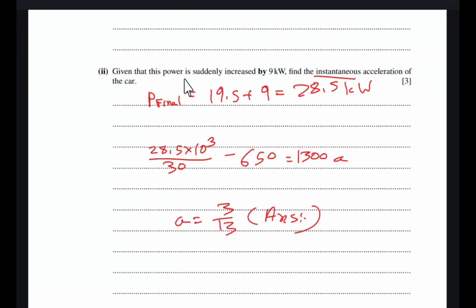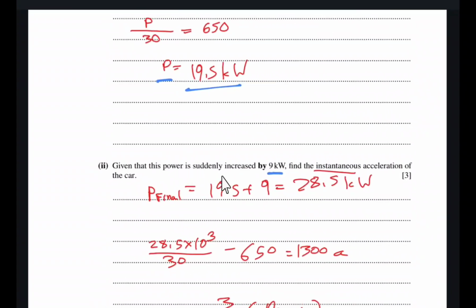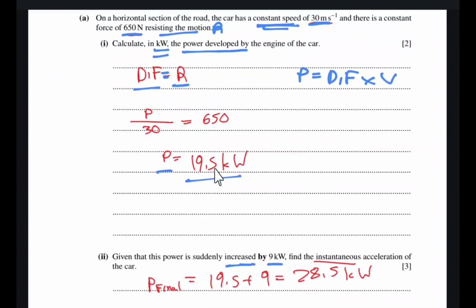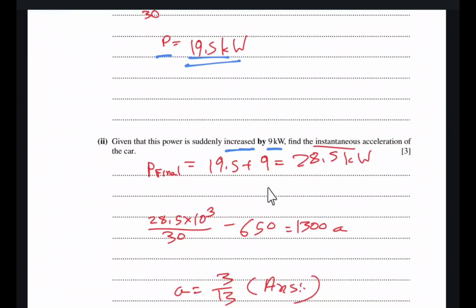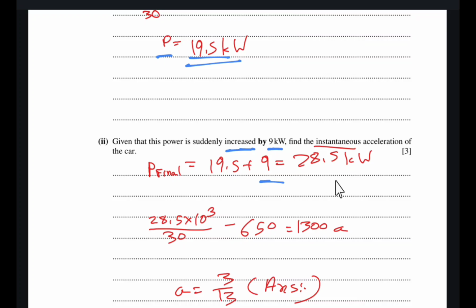Given that this power is suddenly increased by 9 kilowatts, initially the power is 19.5 kilowatts, and after it is increased by 9 kilowatts, the power comes to 28.5 kilowatts. So we know the power, and we need to find the final instantaneous acceleration. So we need to find the value of acceleration.